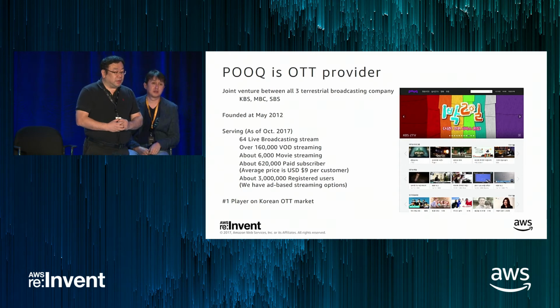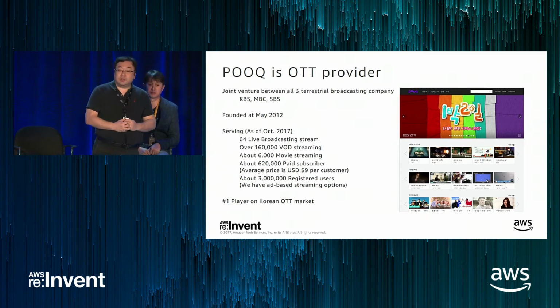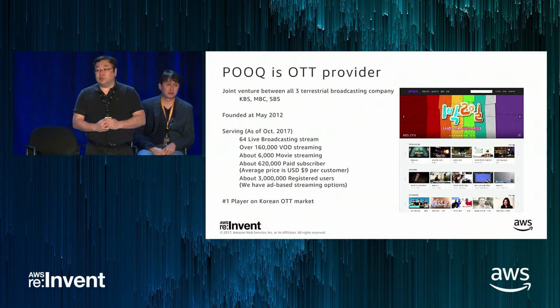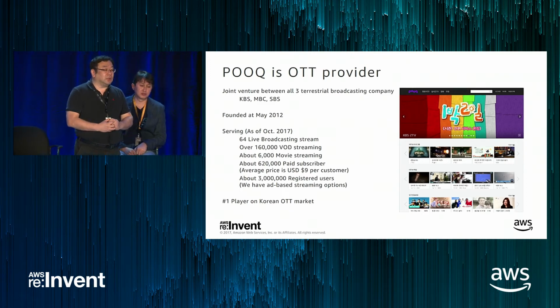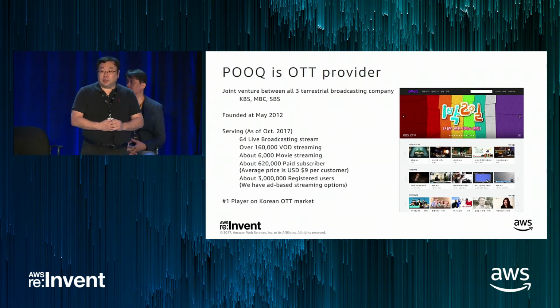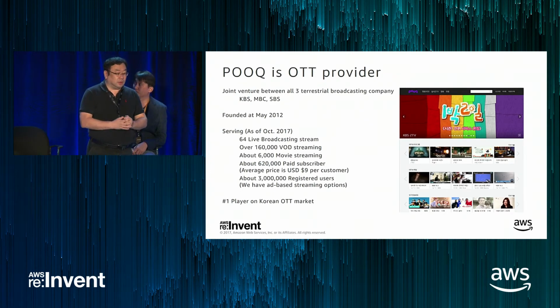This is actually a joint venture between all three terrestrial broadcasters in Korea, which was very unusual. Normally, they are fighting for the ratings of their programs, but now, because it's more like the end of an era for the terrestrial broadcasters, they decided to make an internet service arm so that they can find a new market on the internet. So that's how my company started.